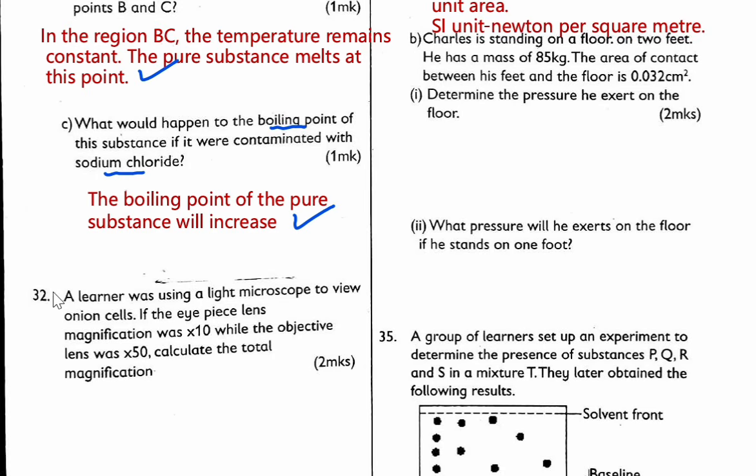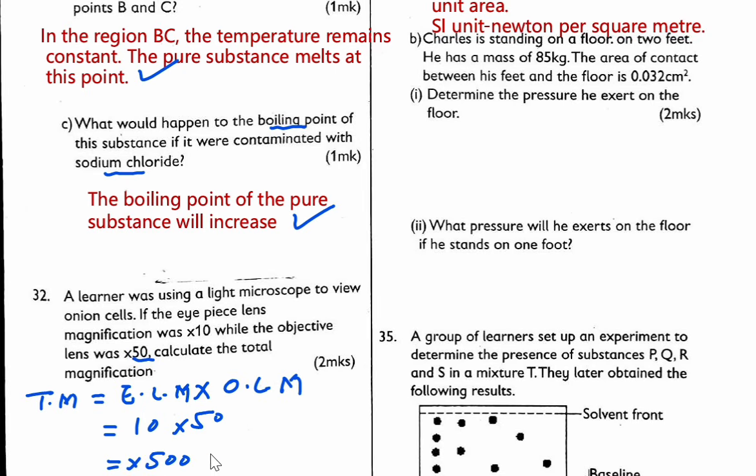So we know that I'm going to use initials. Total magnification, TM, is equal to eyepiece lens magnification multiplied by objective lens magnification. The eyepiece lens is times 10, so this is 10 multiplied by the objective lens, which was 50. When you multiply 10 times 50, it is 500. You're going to write times 500. So that is the total magnification.